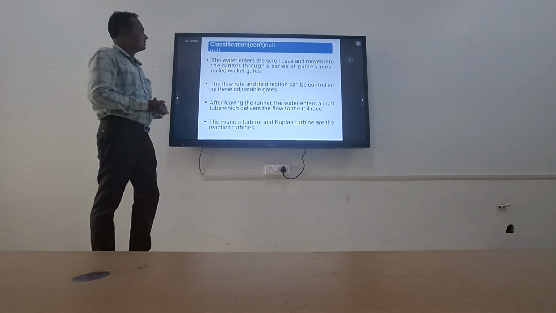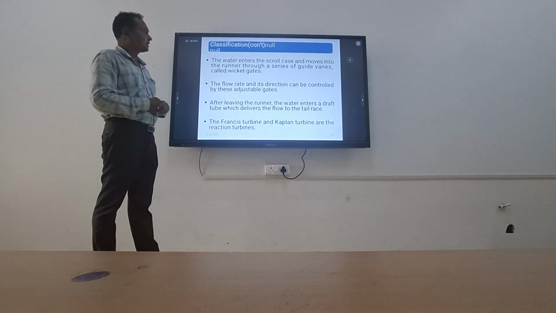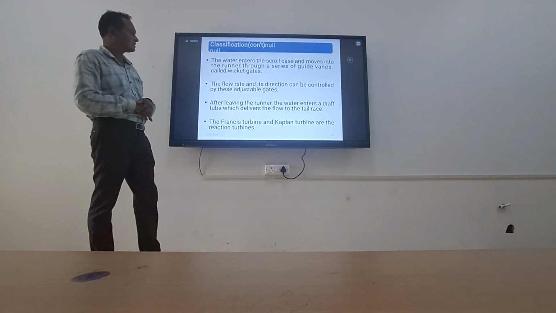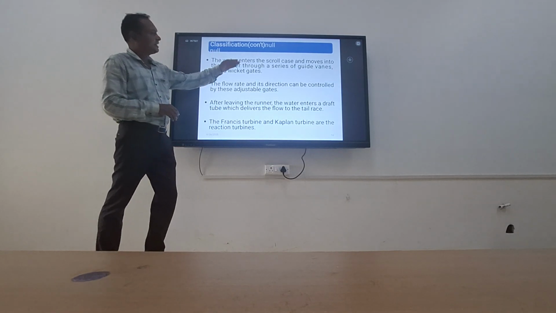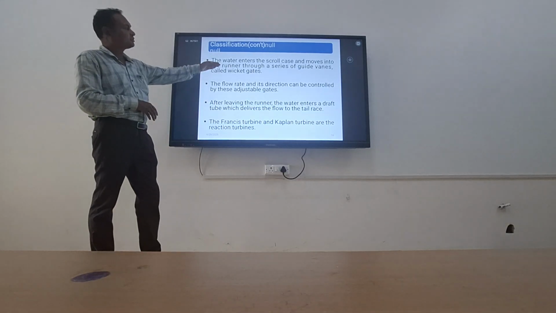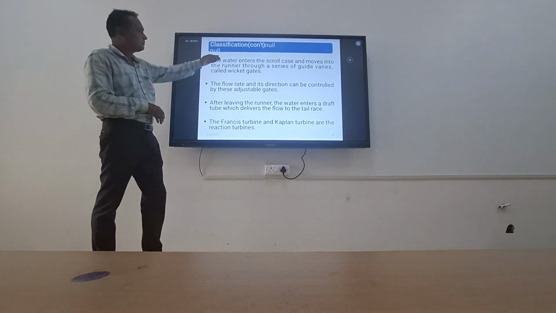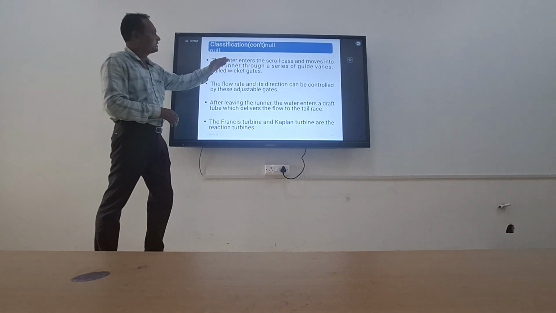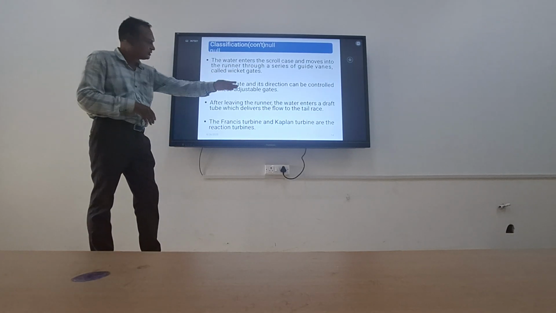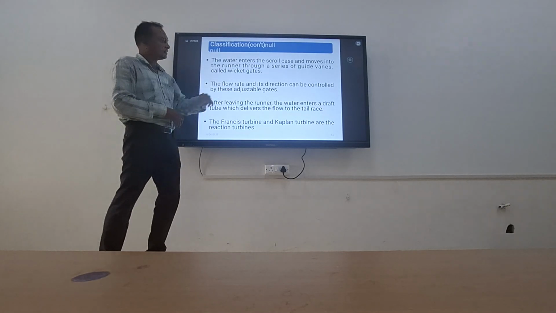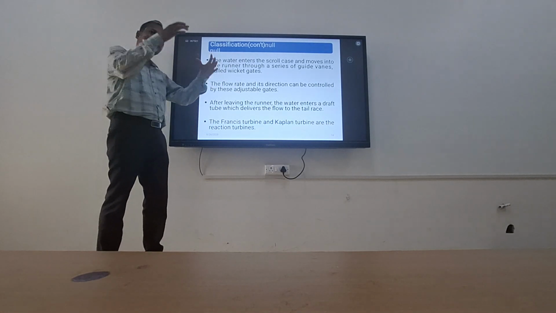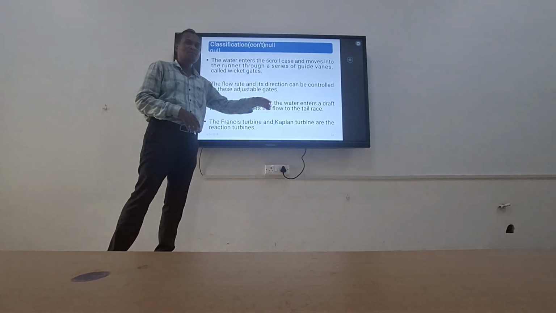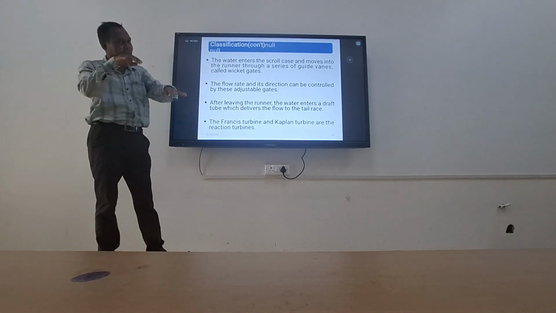So what is happening here? Water enters the scroll case and moves with the runner through a series of guide gates called wicket gates, and the flow rate and direction can be controlled by these adjustable gates. The guide vanes or wicket gates are provided to adjust the flow and direction of the water into the turbine. After leaving the runner, the water enters the draft tube, which delivers the flow of water exiting from the turbine to the tail race.